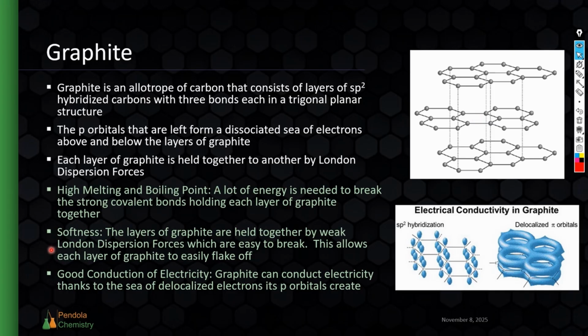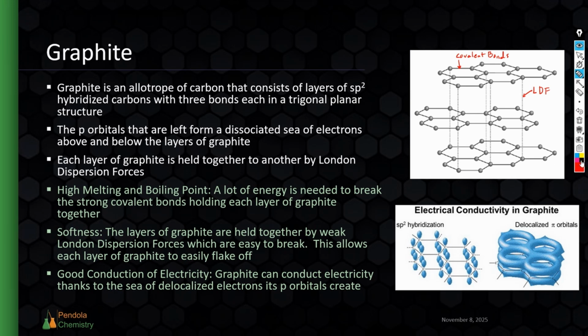However, graphite is also very soft. It's very soft because the layers of graphite are only connected to each other by these very weak London dispersion forces. That's what these dashed lines are. These are London dispersion forces. So even though graphite is very strong, because the covalent bonds we see here need a lot of energy to be broken, graphite is also very soft because we can separate the layers of graphite from each other very easily. And so graphite kind of flakes off from itself.